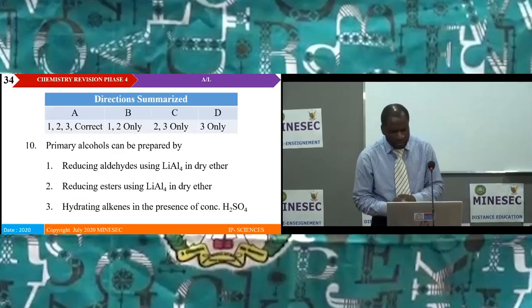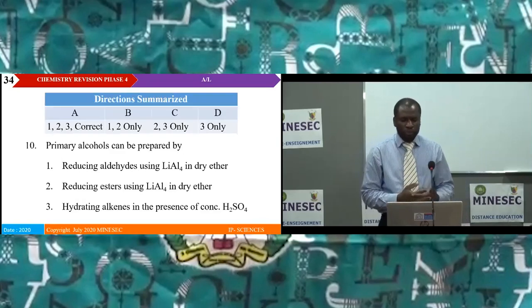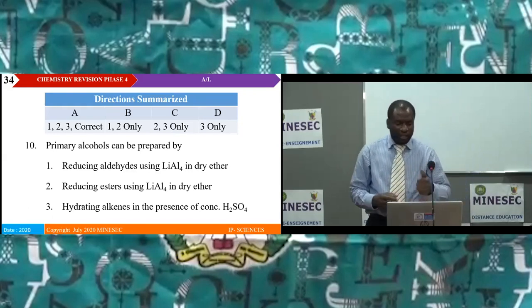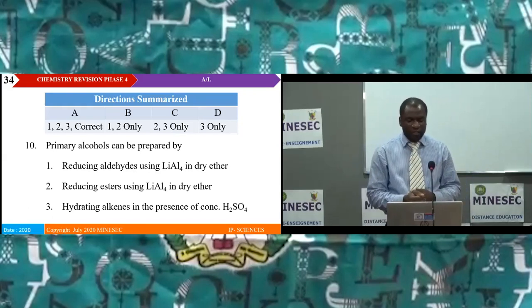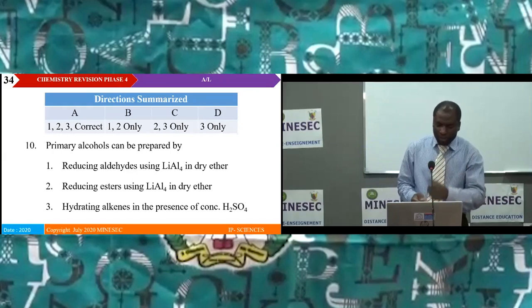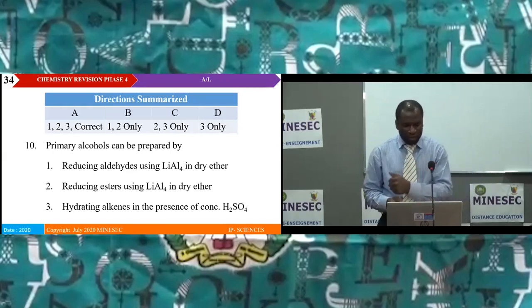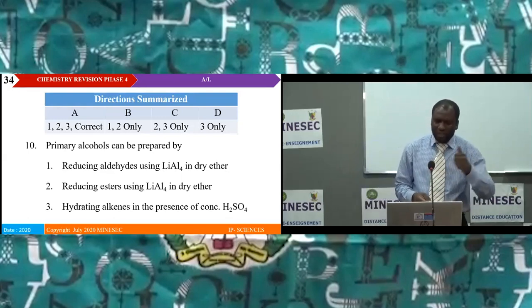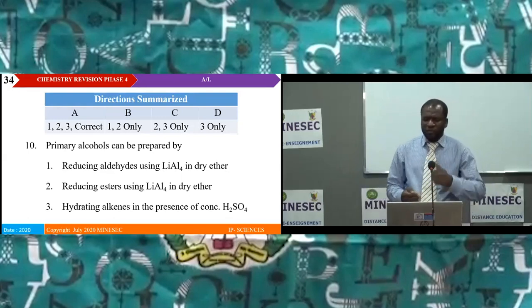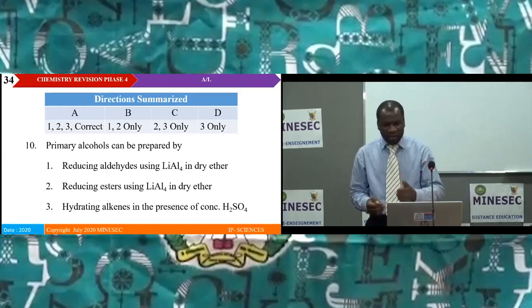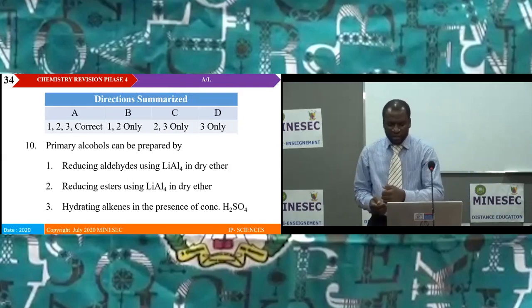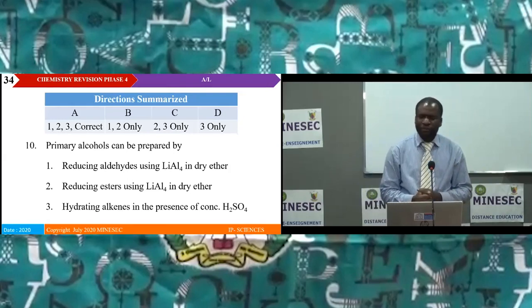10, we have the multiple completion type of multiple choice. We have the directions there summarized. A is correct if statements 1, 2, and 3 are correct. If only statements 1 and 2 are correct, then B is the correct option. If only statements 2 and 3 are correct, then we take C. And if only statement 3 is correct, then we take option D.